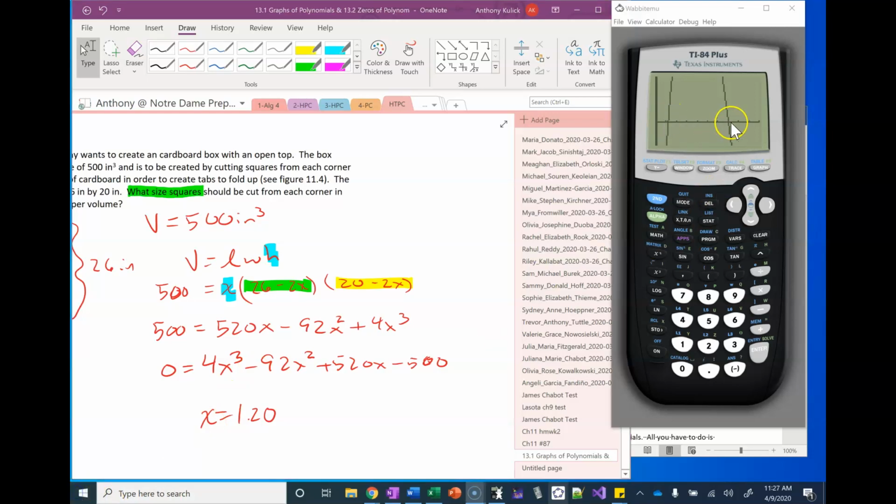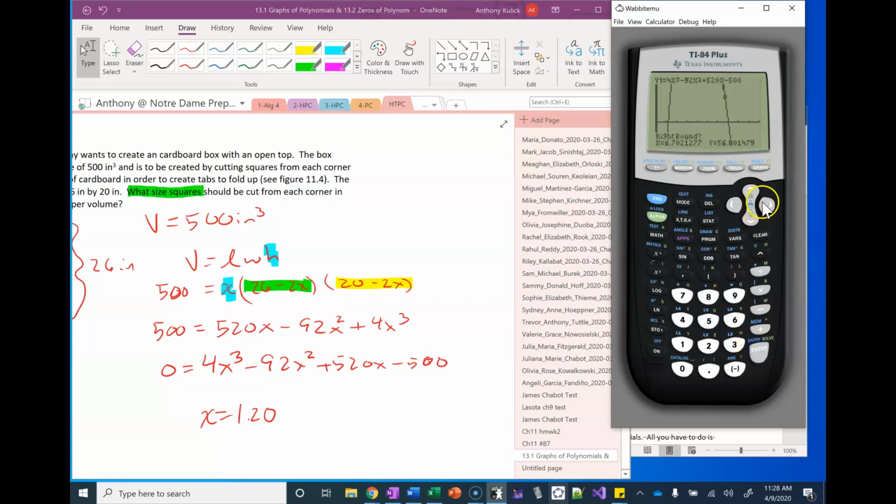Halfway done, we have another possible solution over here. So I'll press second and trace again. Again, select the zero command. We're going to move somewhere over here to find a left bound, so I'll just press the right arrow about a million times until I see my cursor start to show up again. There we go, so that looks good.